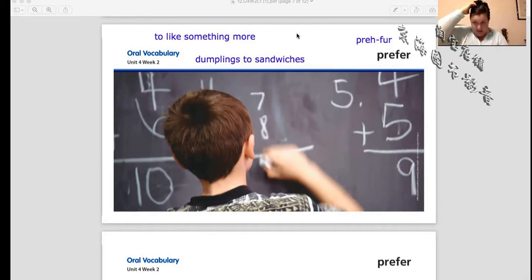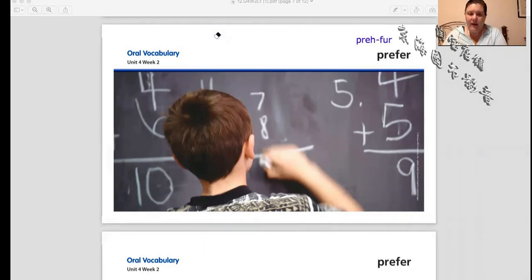So I like living in China. I prefer to live in China because China is very cool. China has very cool culture, okay? So to prefer is to like something more, okay? All right, cool. This is very easy.